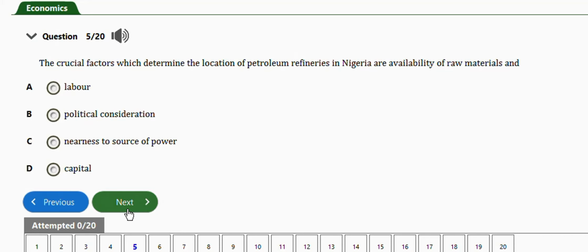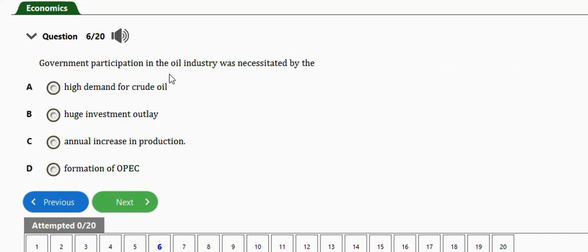Okay, next question says government participation in the oil industry was necessitated by the high demand for crude oil, high investment outlay, annual increase in production, formation of OPEC. So guys, the right answer is that government participation in the oil industry was necessitated by the high investment outlay. Option B.